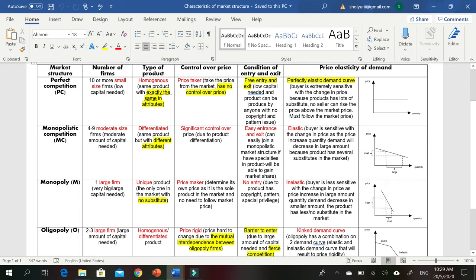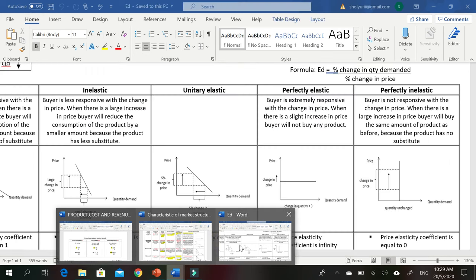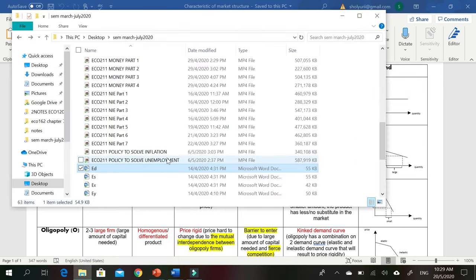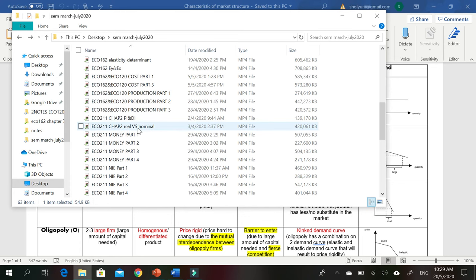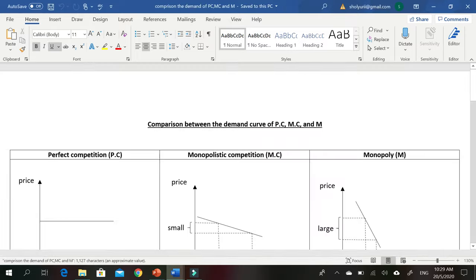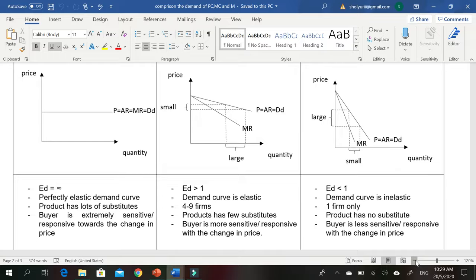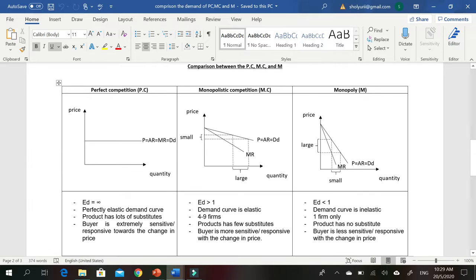Okay. And yang saya nak tunjuk kat awak tu, dia beza dia. Antara dua market structure monopoly dan monopolistik ni. Ini beza ni. Both macam ni rupa dia. Cumanya, yang monopolistik, monopolistik kan ingat kan, dia ke 4 ke 9 buah firm. Monopoly, only one firm.